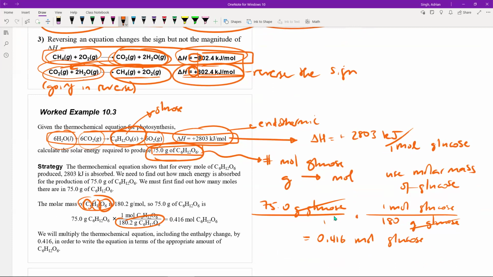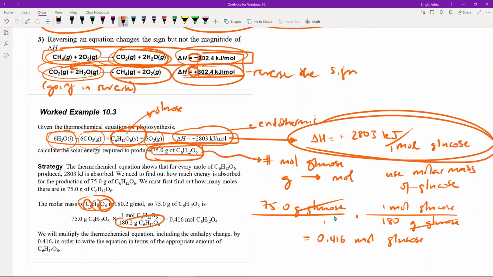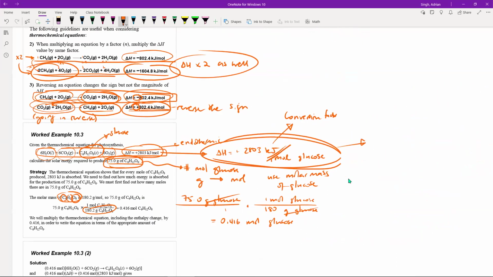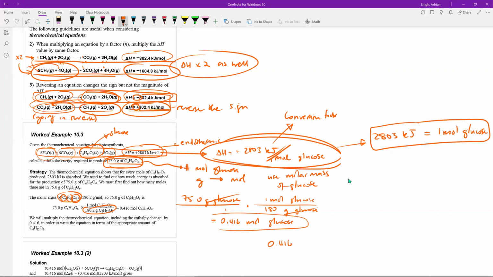And this is where this part of the thermochemical equation is going to be important, because this is going to be a conversion factor, just like any other conversion factor. And the way that it's set up here, it says that it requires 2,803 kilojoules of energy for every 1 mole of glucose. I just express that as an equality, and then I can turn it into whatever conversion factor I want. Now I want to relate the moles of glucose that we saw before. So I have my 0.416 moles of glucose.